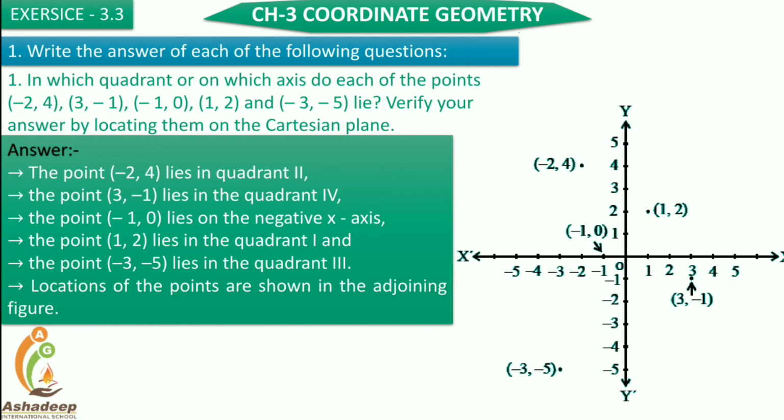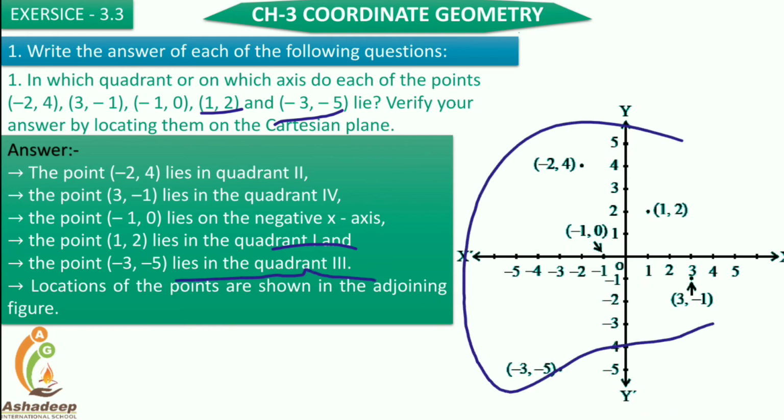Okay, so we have to say the quadrants. So -2, 4 is a minus plus, second quadrant, right? It is in the second quadrant. 3, -1, it is a plus minus, fourth quadrant. Then -1, 0, it is on the axis. On which axis? See, as the x coordinate is given, it must be on the x-axis. This point lies on the negative x-axis. 1, 2 plus plus, first quadrant. And -3, -5 is in the third quadrant, right?